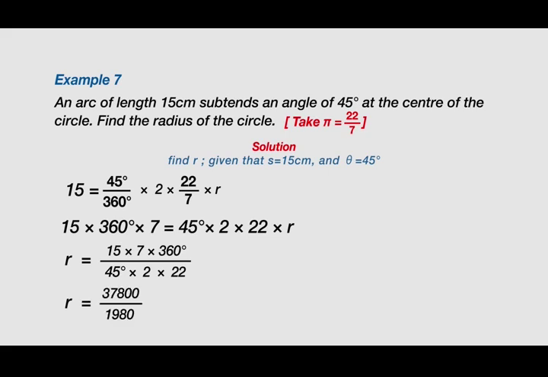So that gives us 15 times 360 times 7 is equal to 45 degrees times 2 times 22 times r. And again, that becomes 15 times 7 times 360 divided by 45 times 2 times 22. Cancel as many things as you can cancel and multiply the rest out. So we get r to be equal to 37,800 divided by 1,980. That gives us r to be equal to 19.0909 centimeters, or r to be equal to 19.1 centimeters to 1 decimal place.